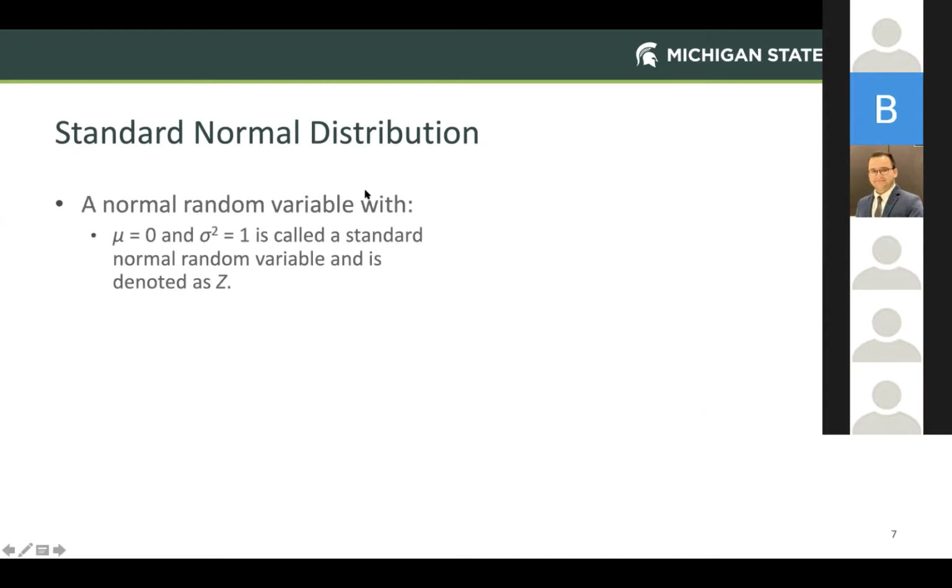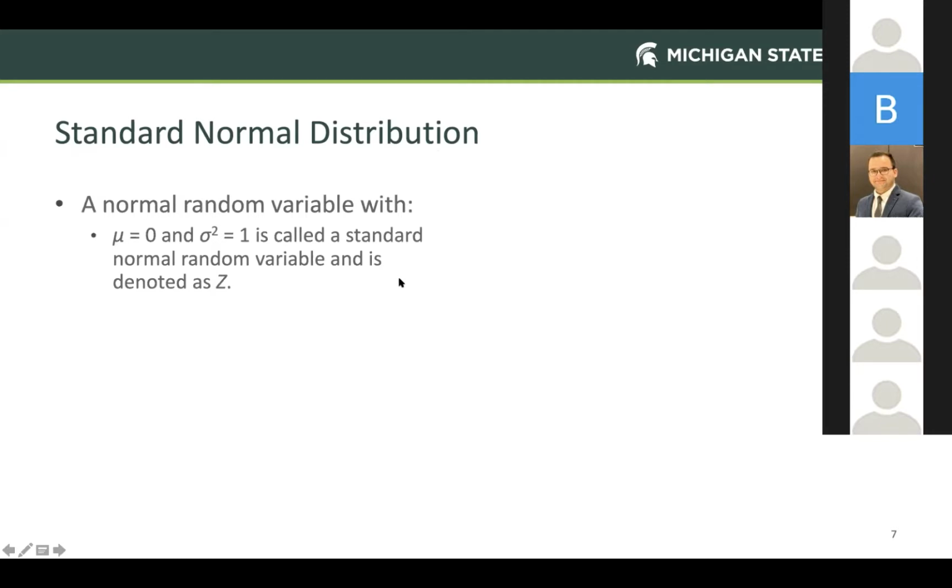Right. So standard normal distribution is just, we take the normal distribution that was shown in the probability density function on the preceding slide. We plug in 0 for the mean, 1 for the variance, and that's basically the standard normal. And oftentimes we refer to a standard normal random variable as Z. So we denote that by Z.